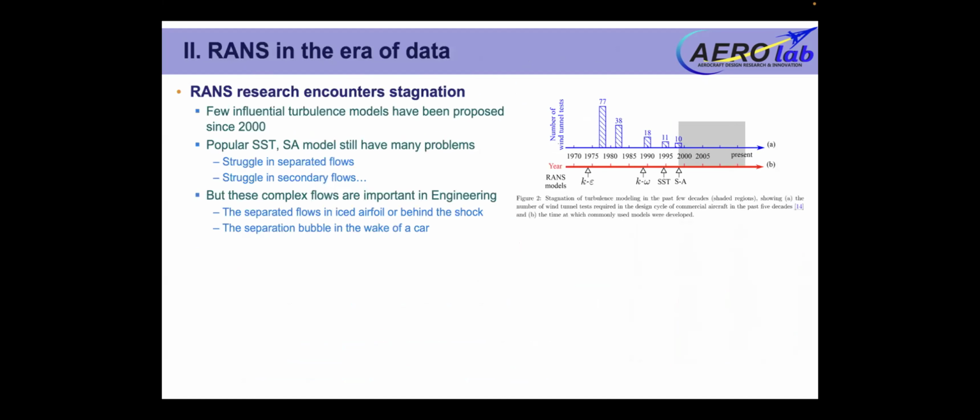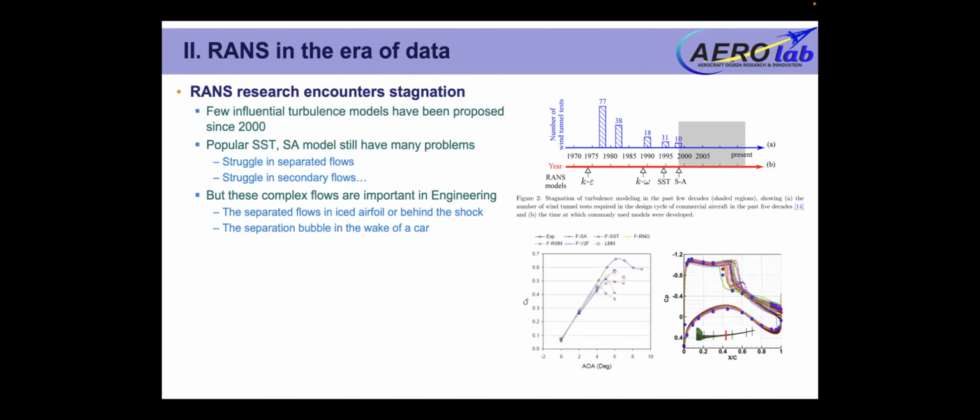However, RANS research has encountered a stagnation after 2000. Few influential turbulence models have been proposed since then. The popular SST and SA models still have many problems in separated flows or secondary flows. For example, let's look at the right corner. You can see the SA and SST models cannot predict the lift coefficient of the iced airfoil accurately because they cannot resolve the separated flow caused by the ice.